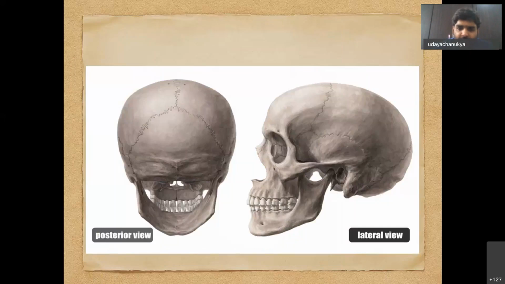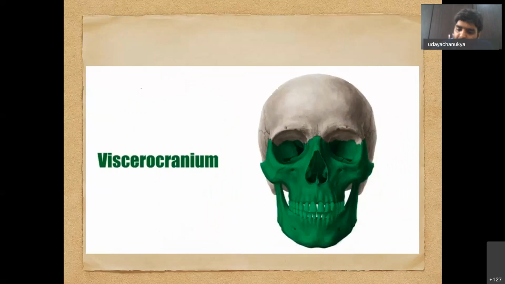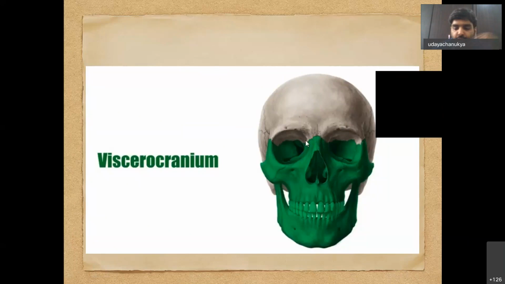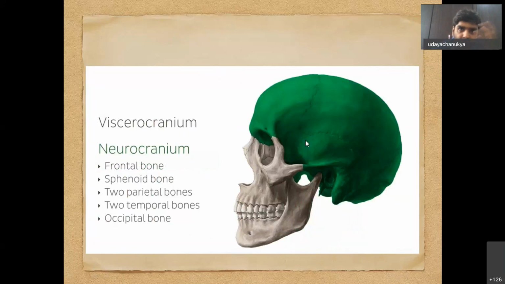This is the anterior view of the skull, and this is the posterior and lateral view of the skull. Coming to the parts of the skull, there are two parts. One is viscerocranium and the other one is neurocranium. The viscerocranium is the face proper, that means the bones of the anterior part of the face. The neurocranium is the part which covers the brain.